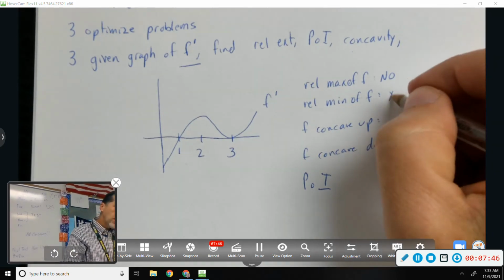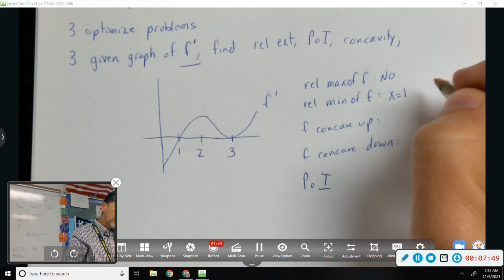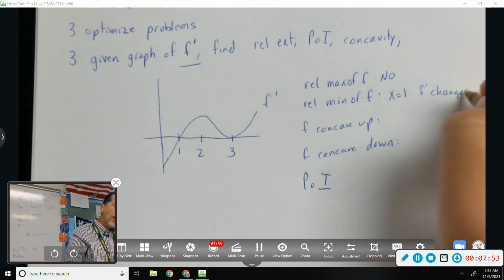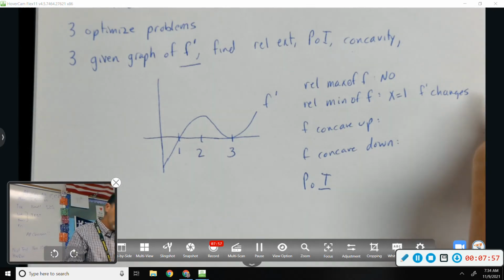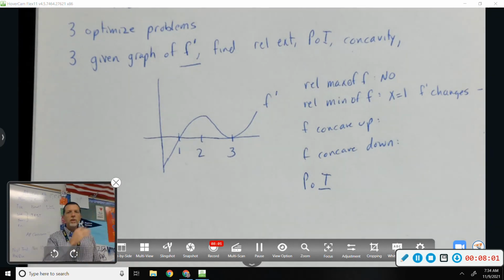X equals 1. What's the justification for that? And you have to write that out. You can't just circle it or say, well, I know it. You have to say f prime changes negative to positive. That would be a min.